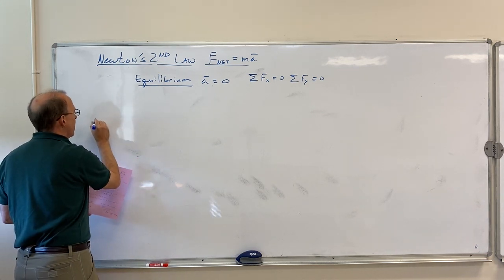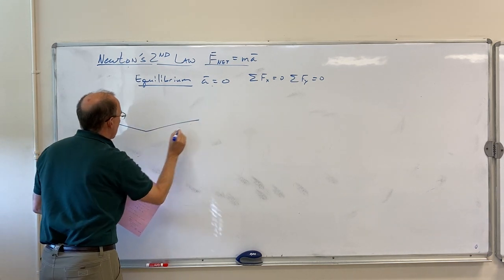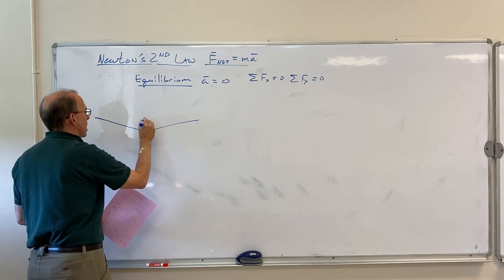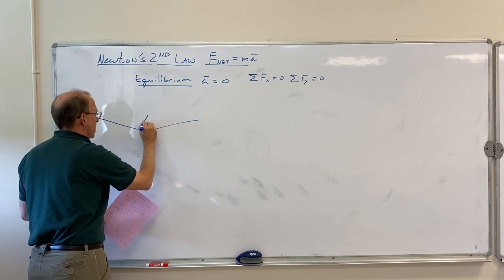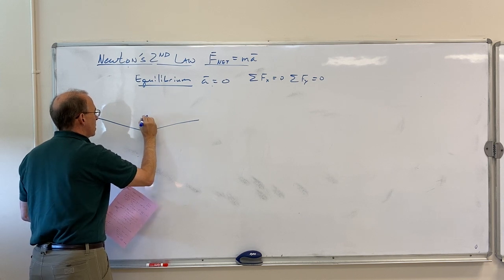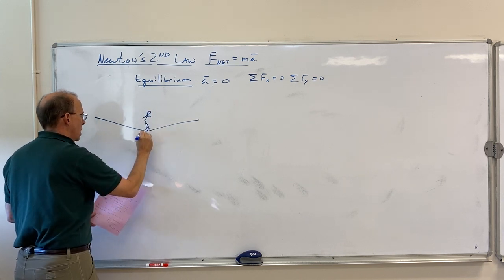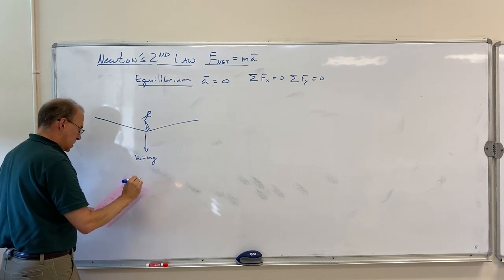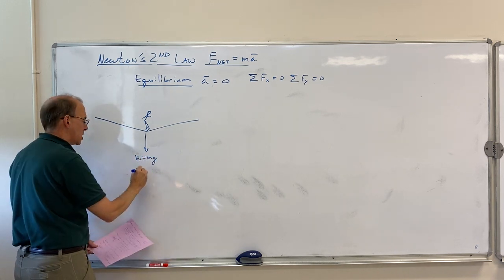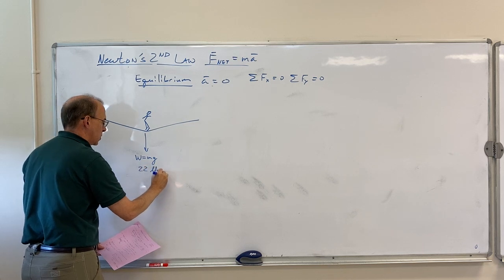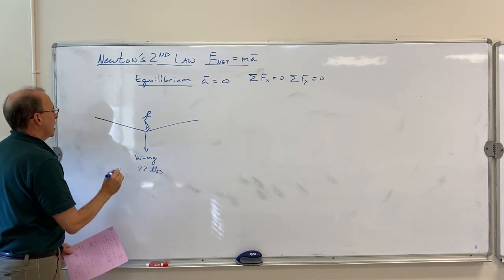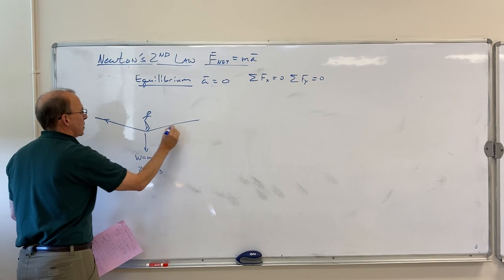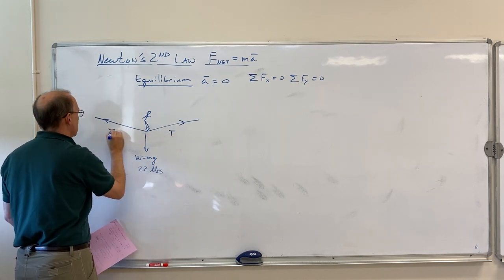Suppose we have an object sitting on a cable. Suppose it's like a tightrope walker here with a weight mg. I chose pounds here to make it easy to think about. So it has a weight of 20 pounds. And this cable then has a tension in each side, T.